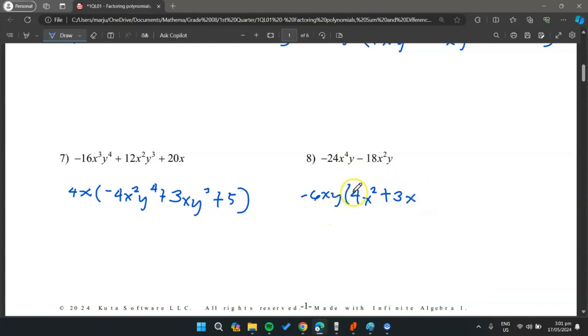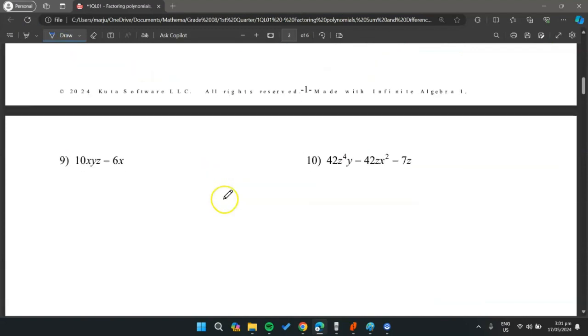Wait, x squared. I think this is squared, right? Lowest squared. Alright, that is squared. Good. And then this should be that only. So we have 4x squared plus 3 times again negative 6x squared y for number 8. Number 9 and 10.